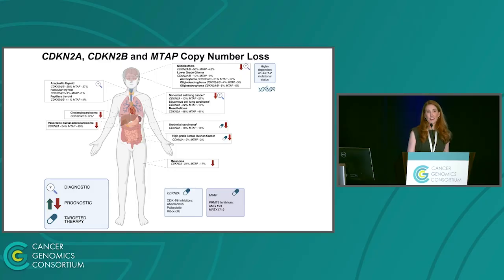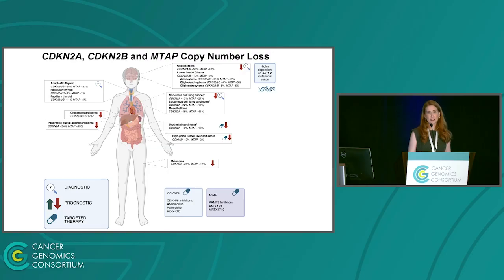The genes involved in 9p21 are CDKN2A, CDKN2B, and MTAP, which are tumor suppressors. These genes have wide prognostic, diagnostic, and targetable therapeutic implications.